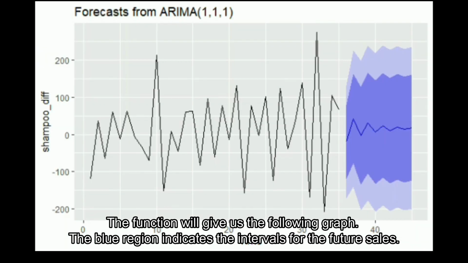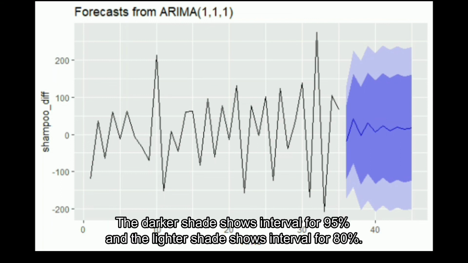The function will give us the following graph. The blue regions indicate the intervals for the future sales. The darker shade shows the interval for 95% and the lighter shade shows the interval for 80%.